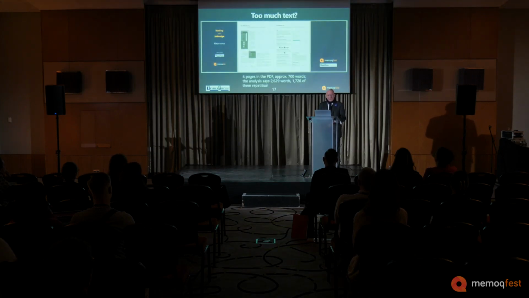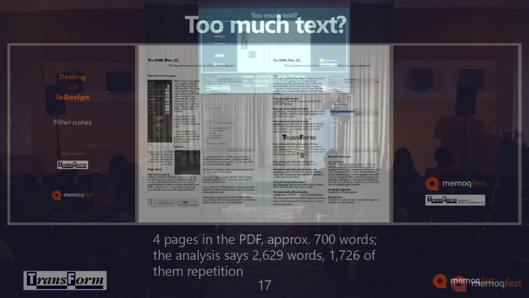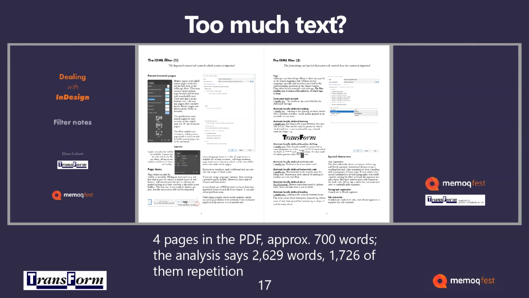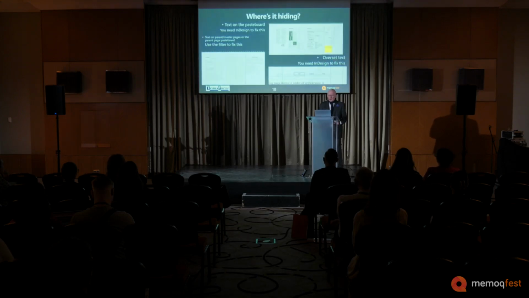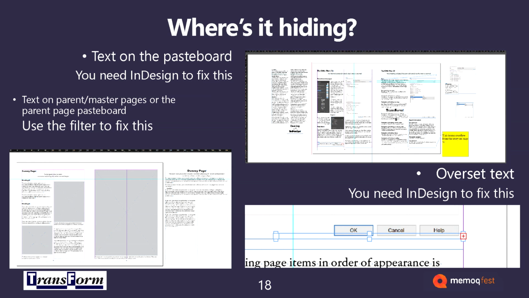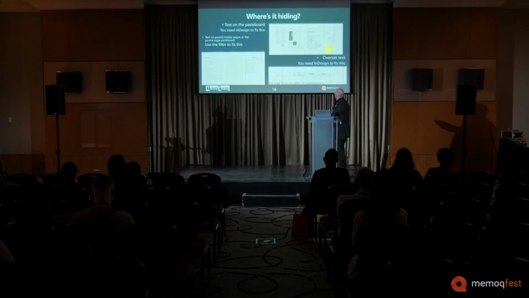Now, another common problem you might come across is too much text. A 4-page PDF, about 700 words. The analysis says there's 2,600 and something words, 1,700 repetition. So you should always do a quick visual check, even against a PDF or whatever, to make sure that the analysis is plausible. Where is the text hiding? Well, things left lying around on the pasteboard. An overset text box. Overflow from this story here.